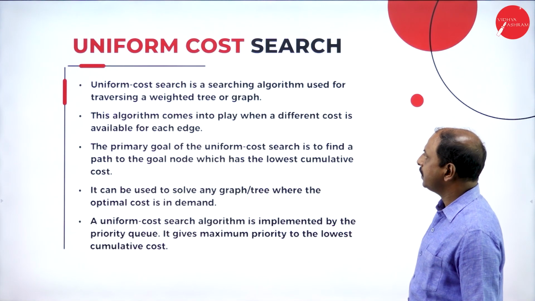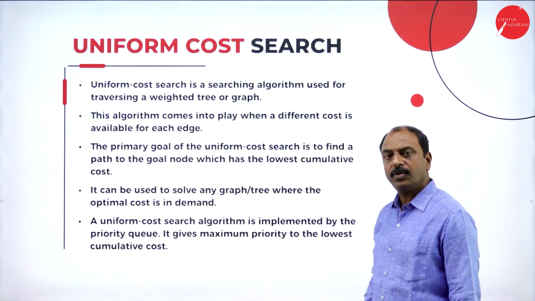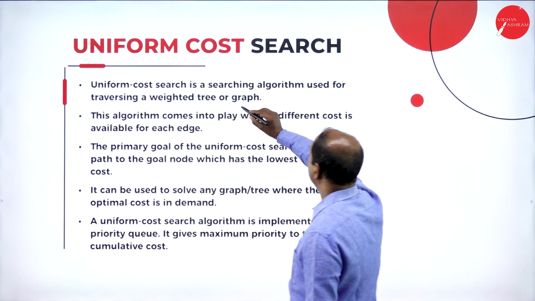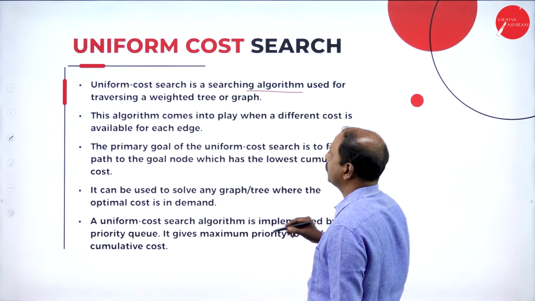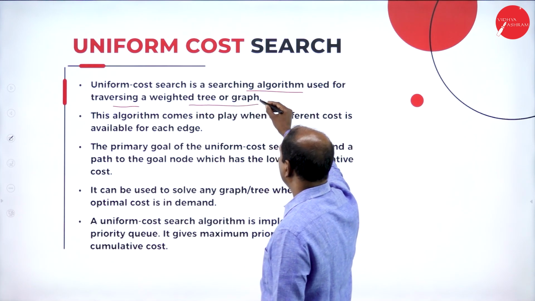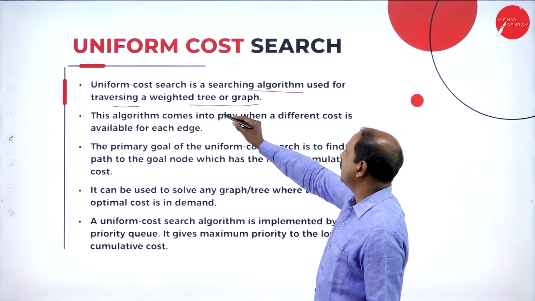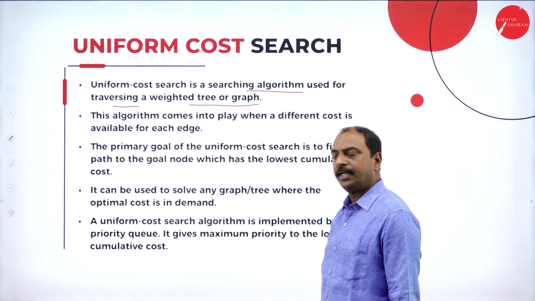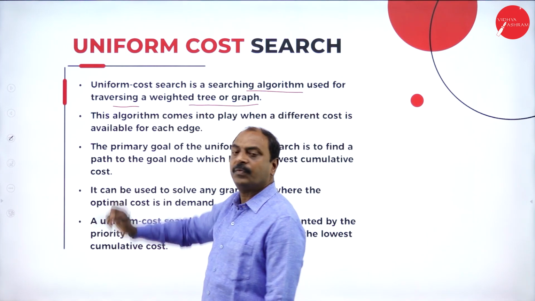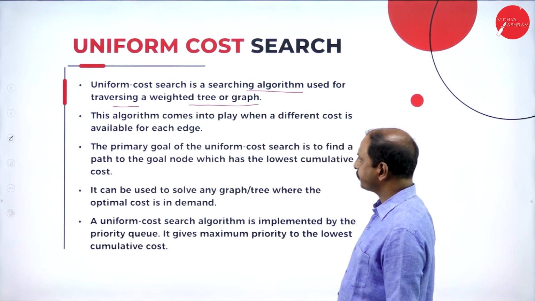Now let us start with the first one, Uniform Cost Search. It is a type of algorithm. Now let us see the definition of this. It is a searching algorithm used for traversing a weighted tree or a graph. So we are going to implement this through a tree or a graph. It is a non-linear data structure. So it is used for traversing. Traversing means visiting all the nodes in a data structure.